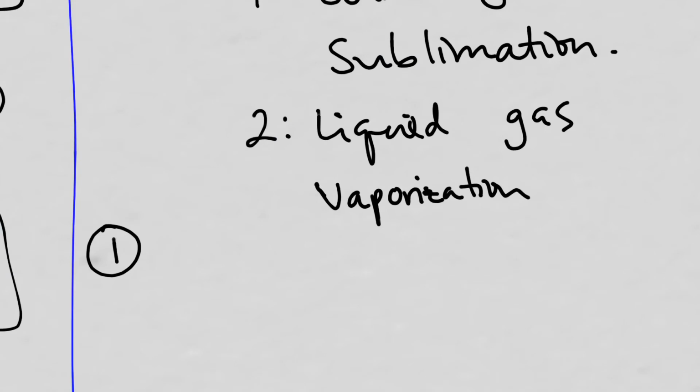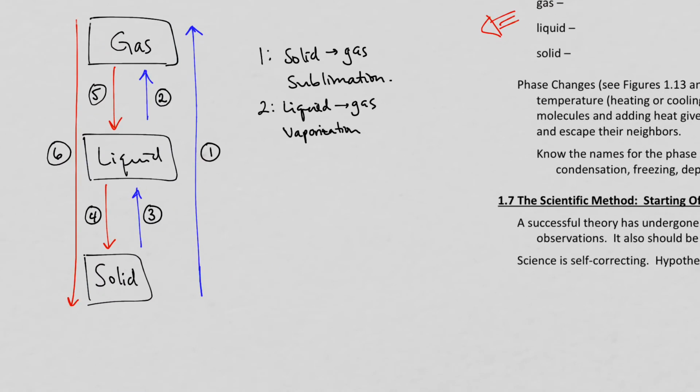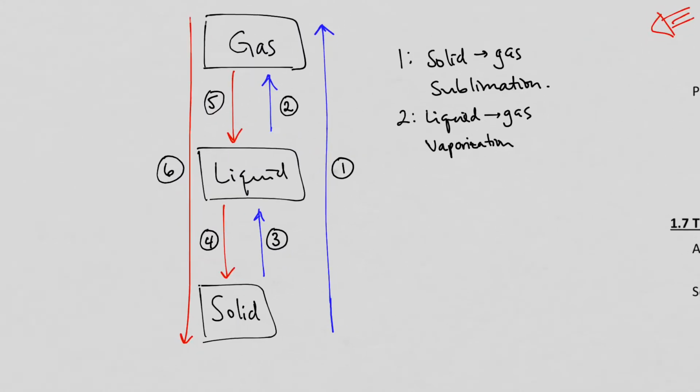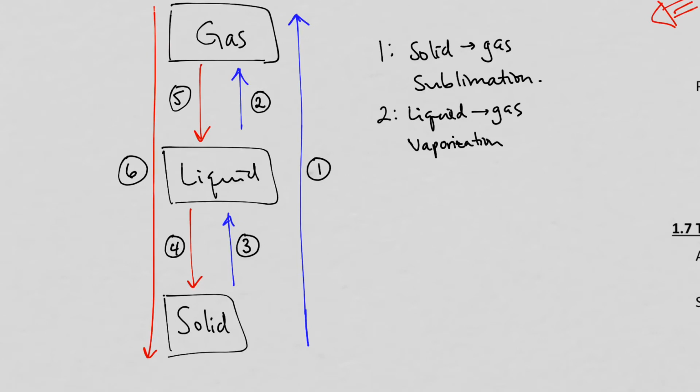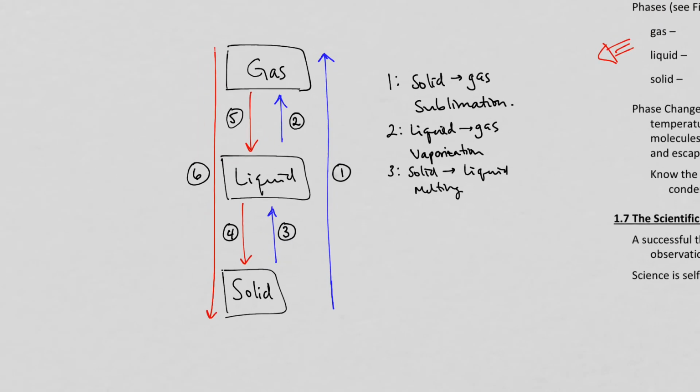Make a little cleaner arrow for you guys. It can be called evaporation. I choose to call it vaporization. It's just kind of how I roll. Number 3 we see is solid to liquid. Okay, that is known as melting. Think solid water to liquid water.